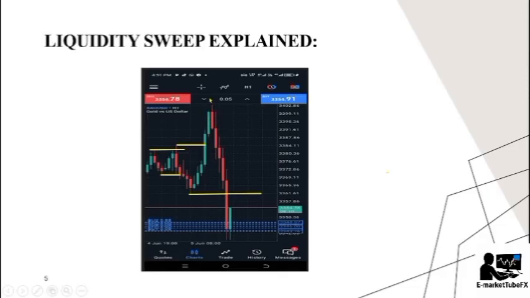But look at what happened. After sweeping liquidity here, they push price down to trigger the stop loss that we have there, to capture the liquidity we have at this low. After capturing the liquidity at this zone, then they started buying the market, of which price went beyond this swing high that you see here.